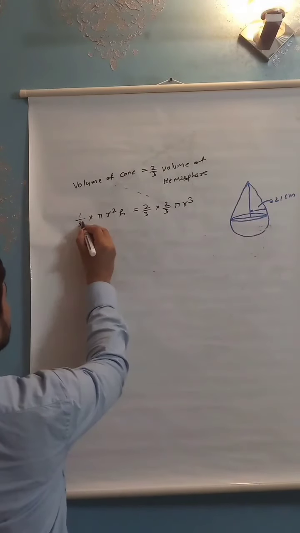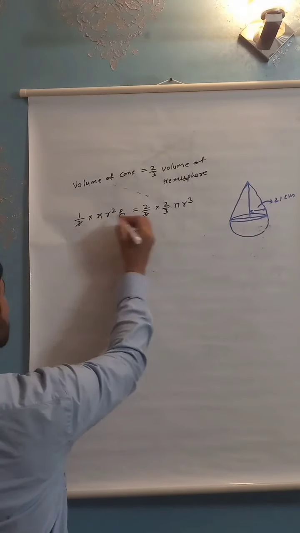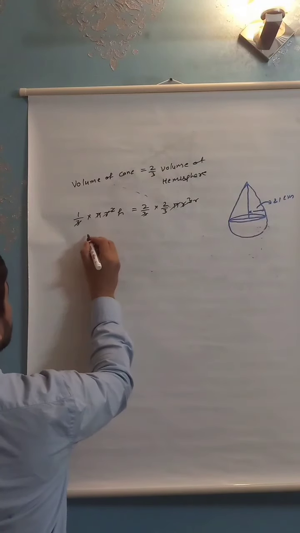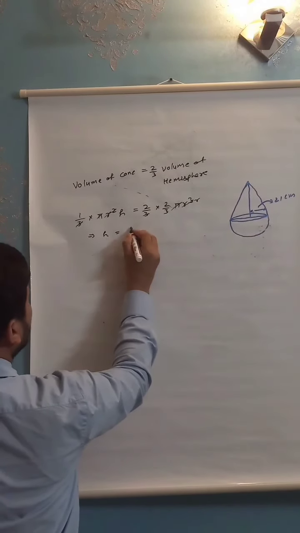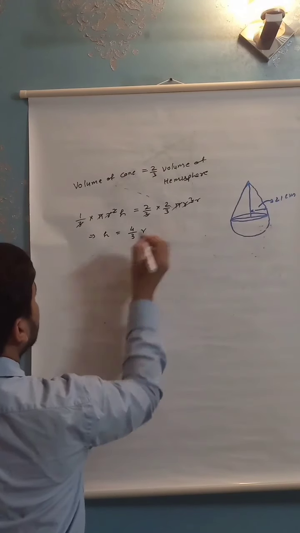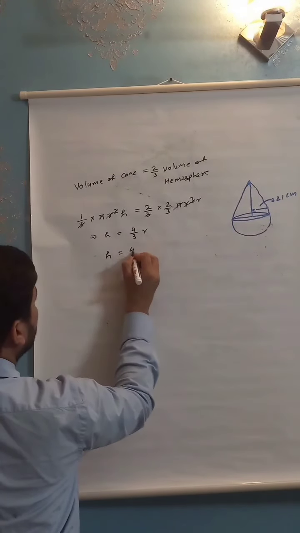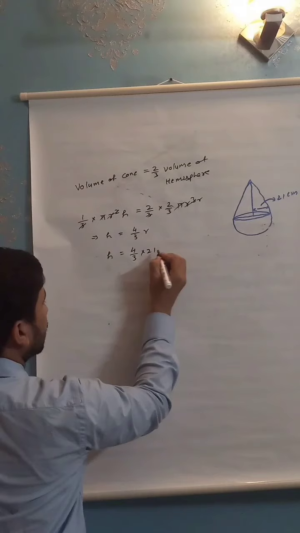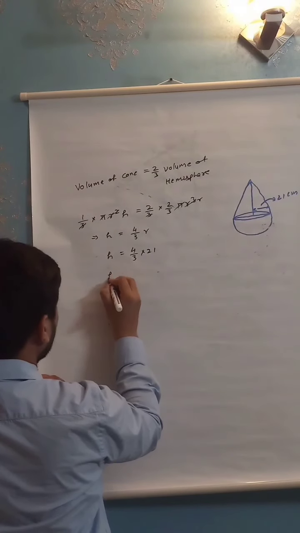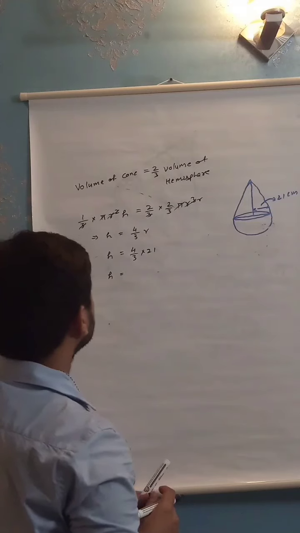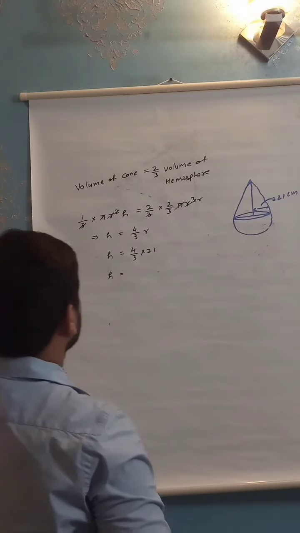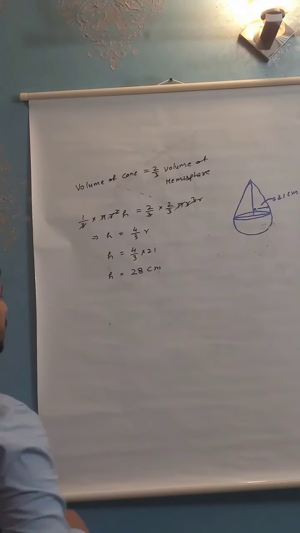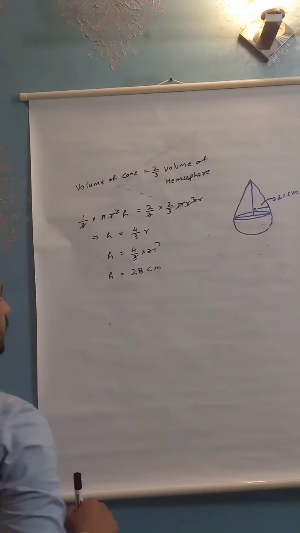Here we can see that 3 cancels out 3 and r square cancels out. This implies that h equals 4/3 r. h equals 4/3 into r, where r equals 21 centimeter, it is given. h equals 28 centimeter.